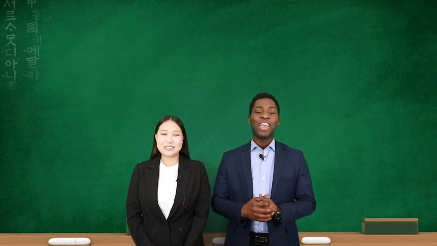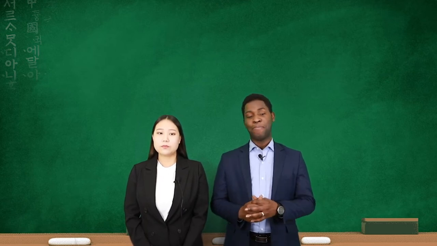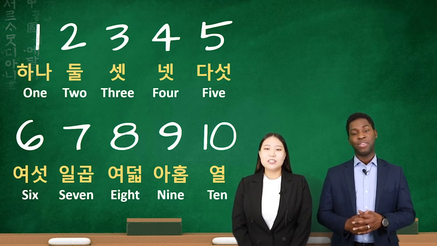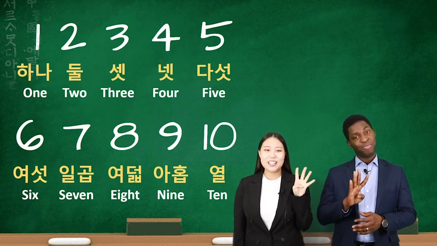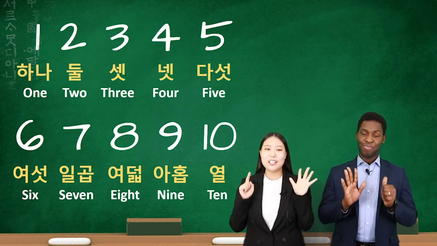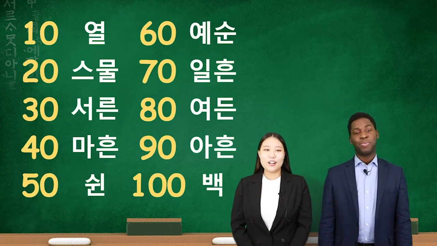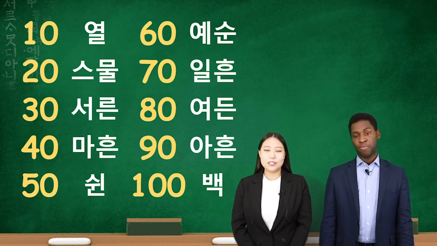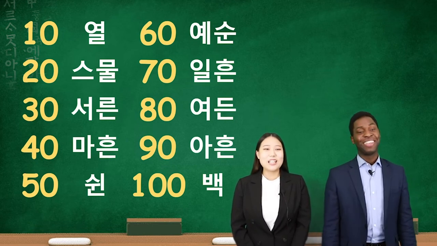So today, we are going to learn about native Korean numbers and how to read and when to use them. These are the words that we will learn today. 하나, 둘, 셋, 넷, 다섯, 여섯, 일곱, 여덟, 아홉, 열. 열, 스물, 서른, 마흔, 쉰, 예순, 일흔, 여든, 아흔, 백. Oh, it's quite difficult. That's okay.